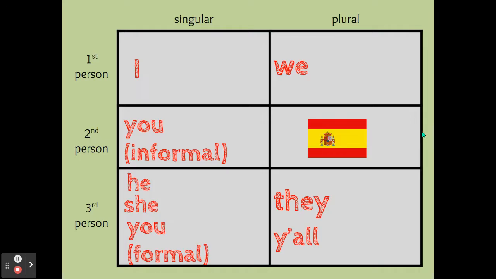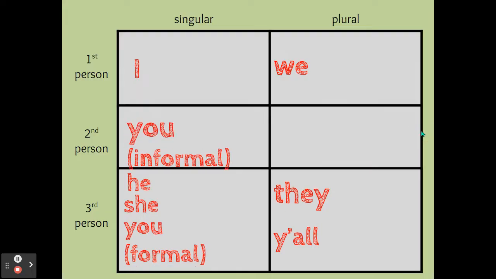All right, so we had this chart in class, and we just talked about subject pronouns and how they are either singular or plural, and you can have first person, second person, or third person. So in Spanish, they have them also. So I is yo. You informal, talking to a friend or someone you would call by their first name, is tú. He is él. She is ella.